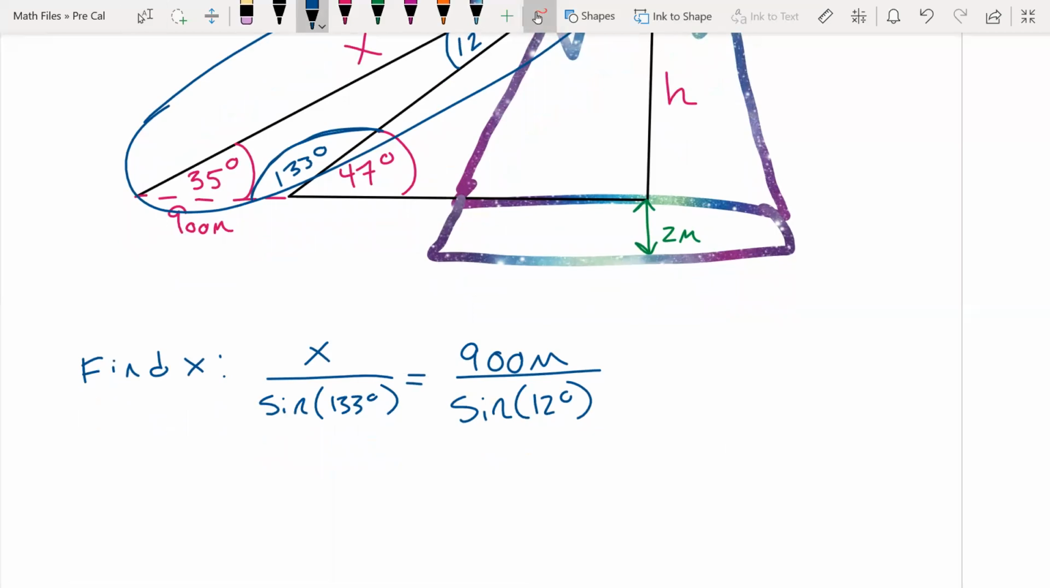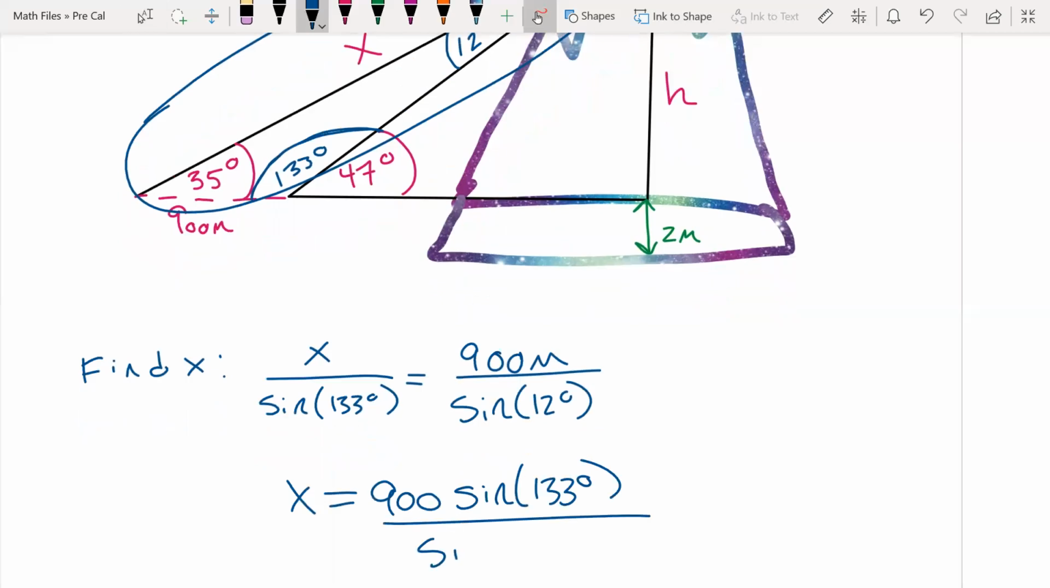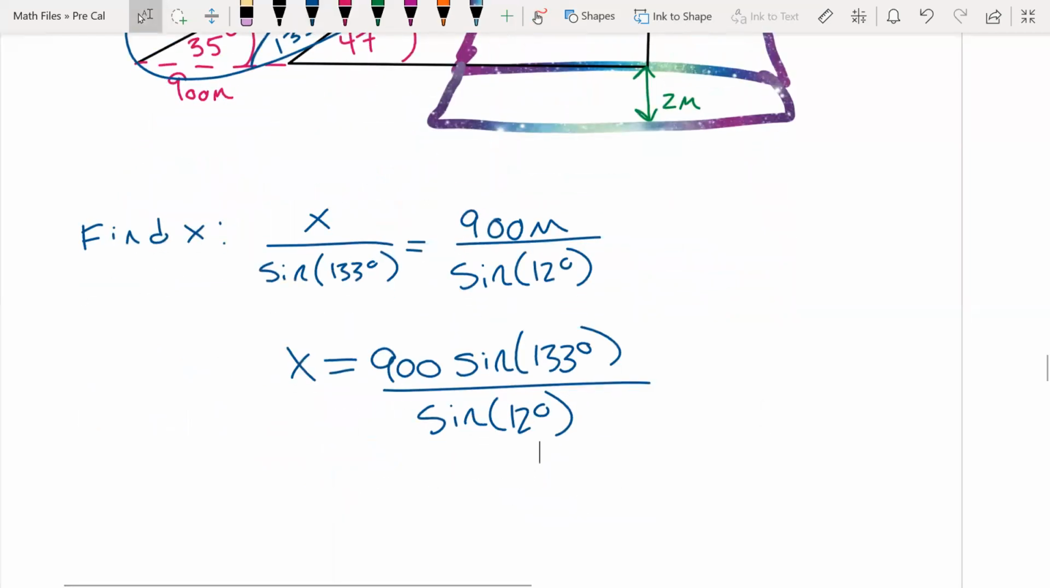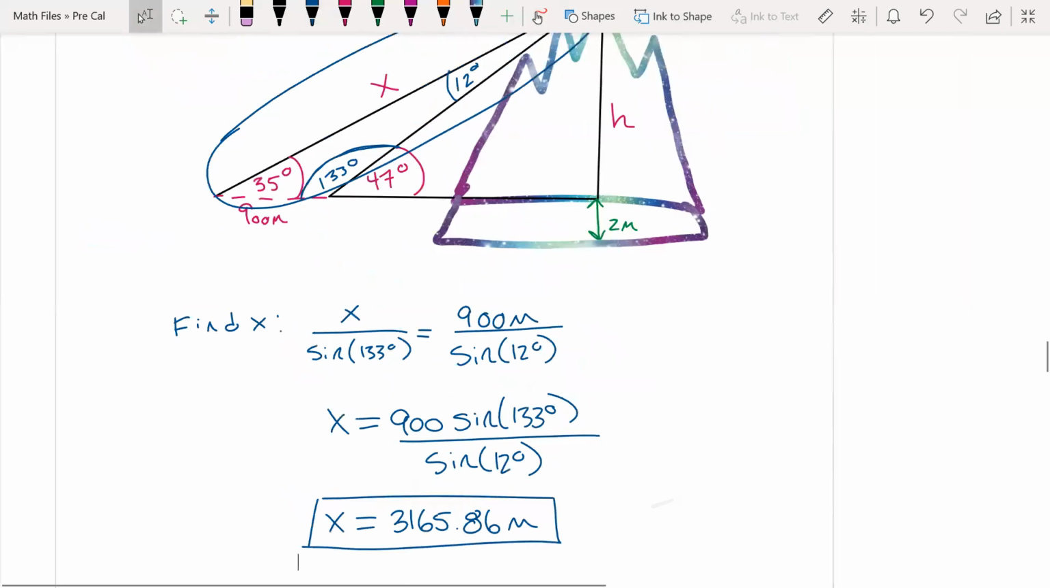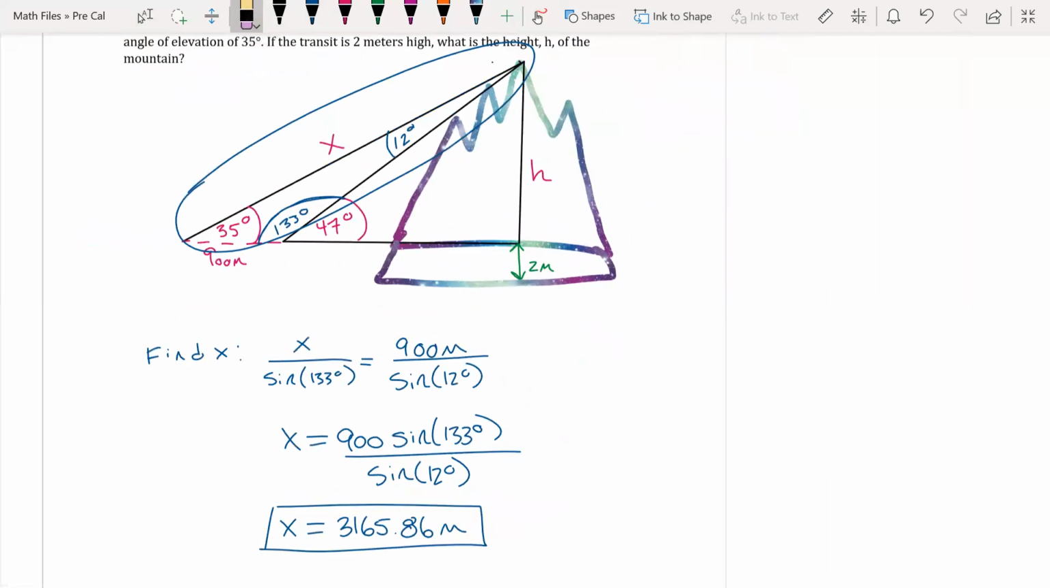Okay, this means that x is going to equal 900 times the sine of 133 degrees over the sine of 12 degrees. And we get that the hypotenuse, or the value of x, is what? 3,165.86 meters. Good. Okay, but we're not done because that is just the hypotenuse that leads us to the tip of the mountain, right?